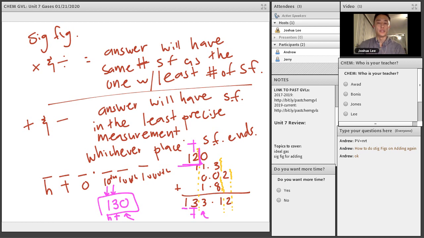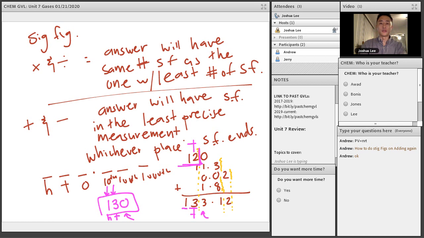So that's sig figs. All right, so the first couple of minutes, just a quick review of sig figs.